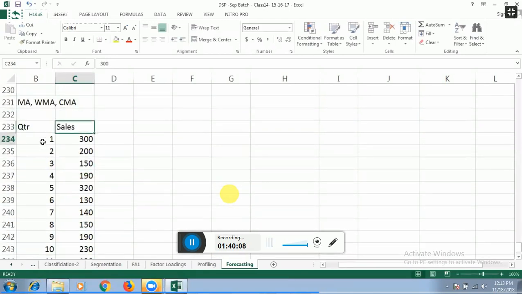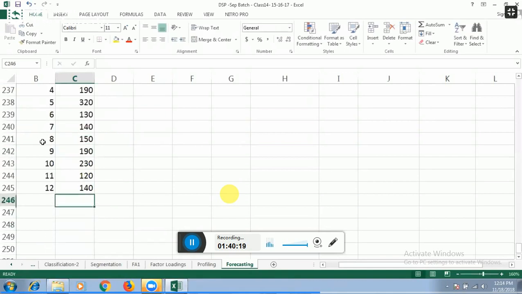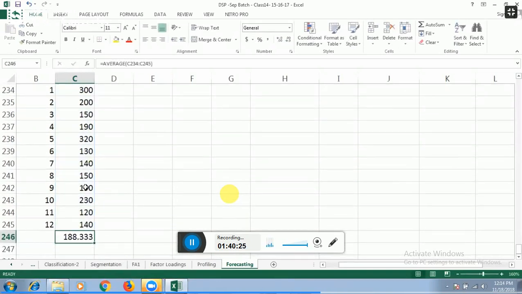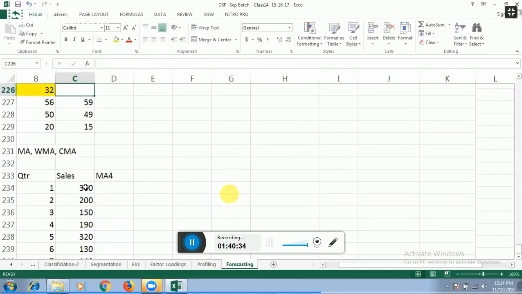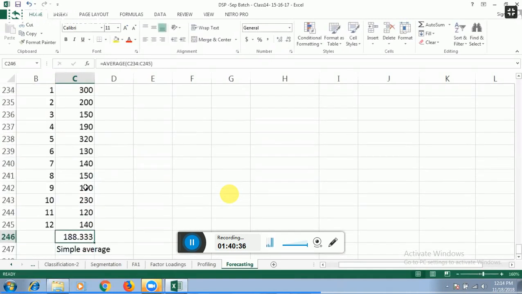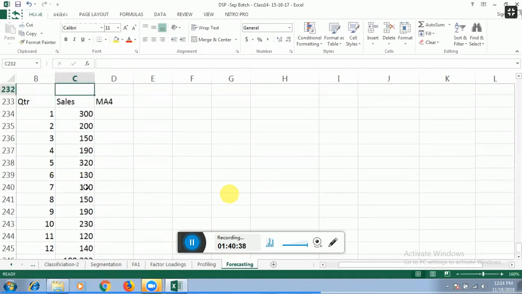Now, what is a moving average? When we take the normal average, what is it? Just taking the average of these values. Right? This is a simple average, correct? Moving average is nothing but an average over time. So when I say average over time, how many periods do we need to take the average of?